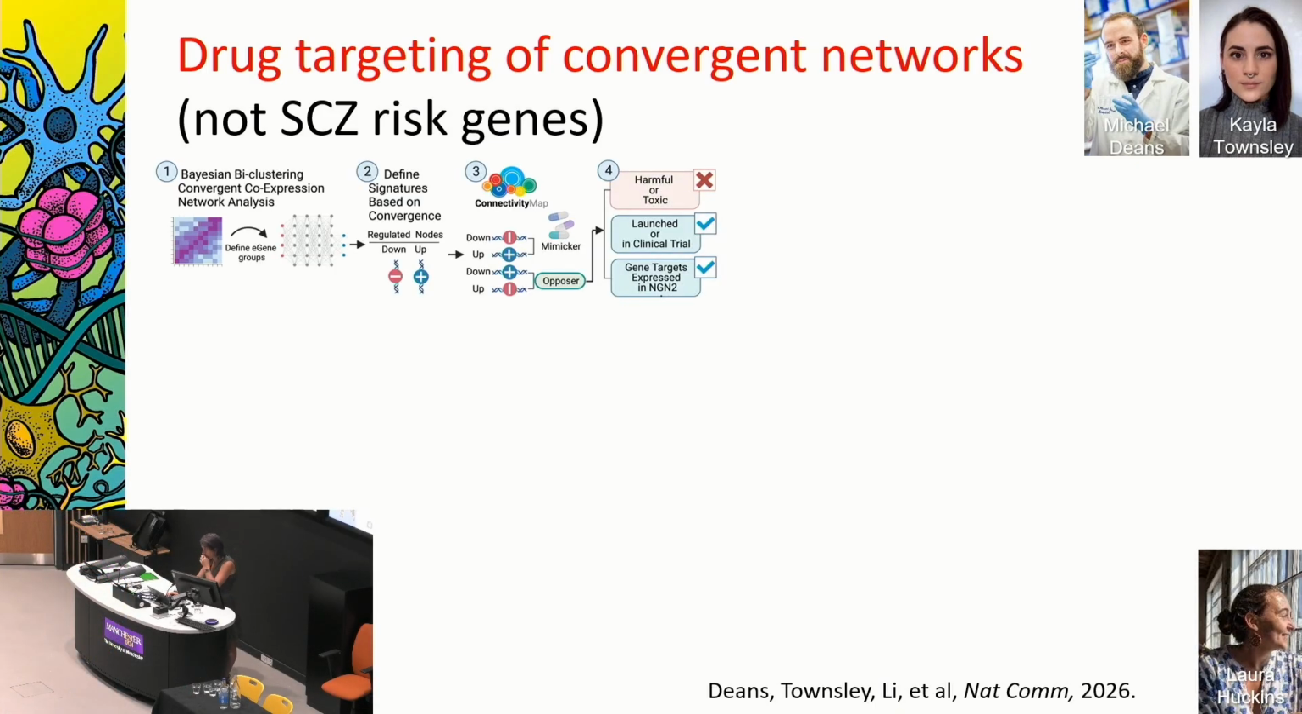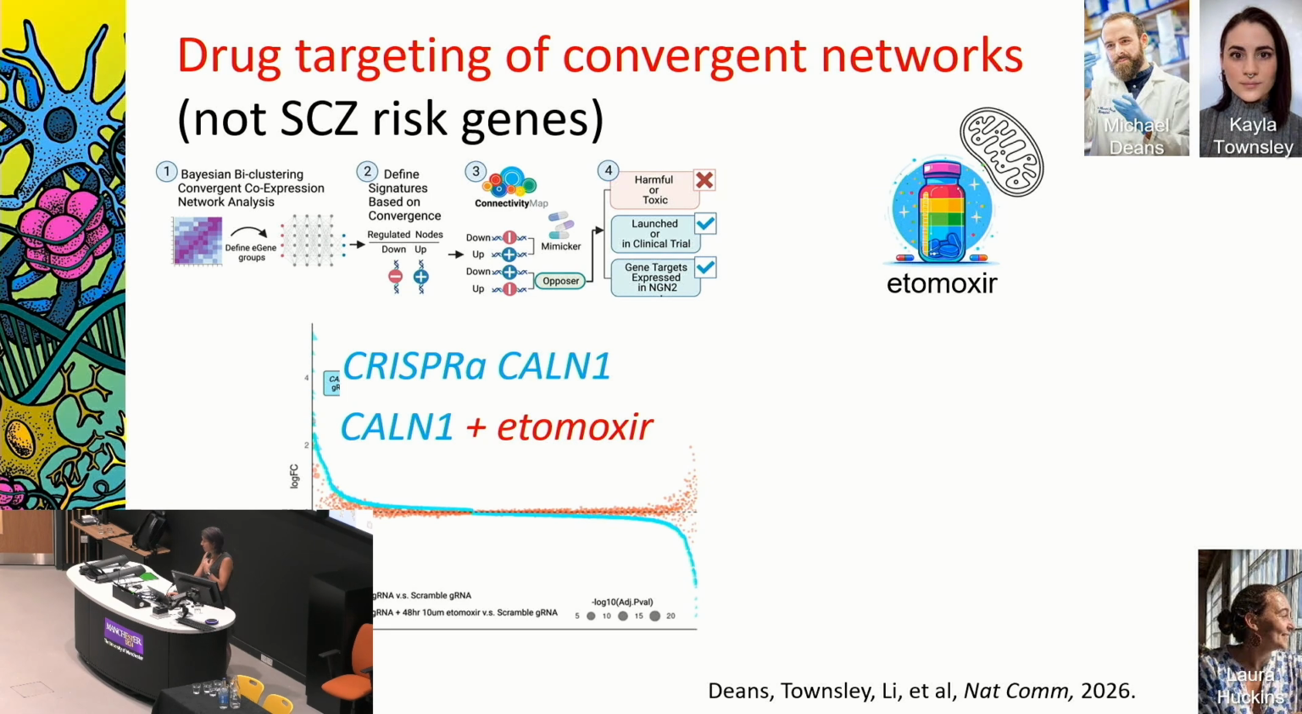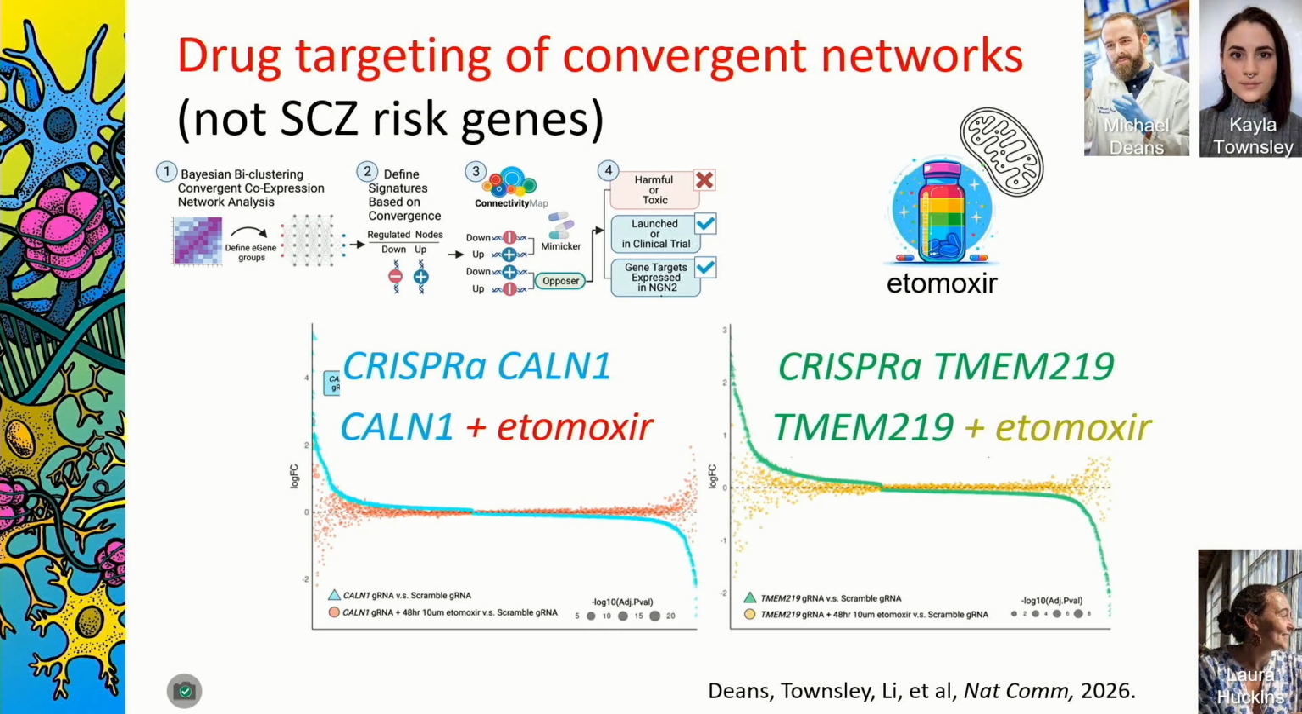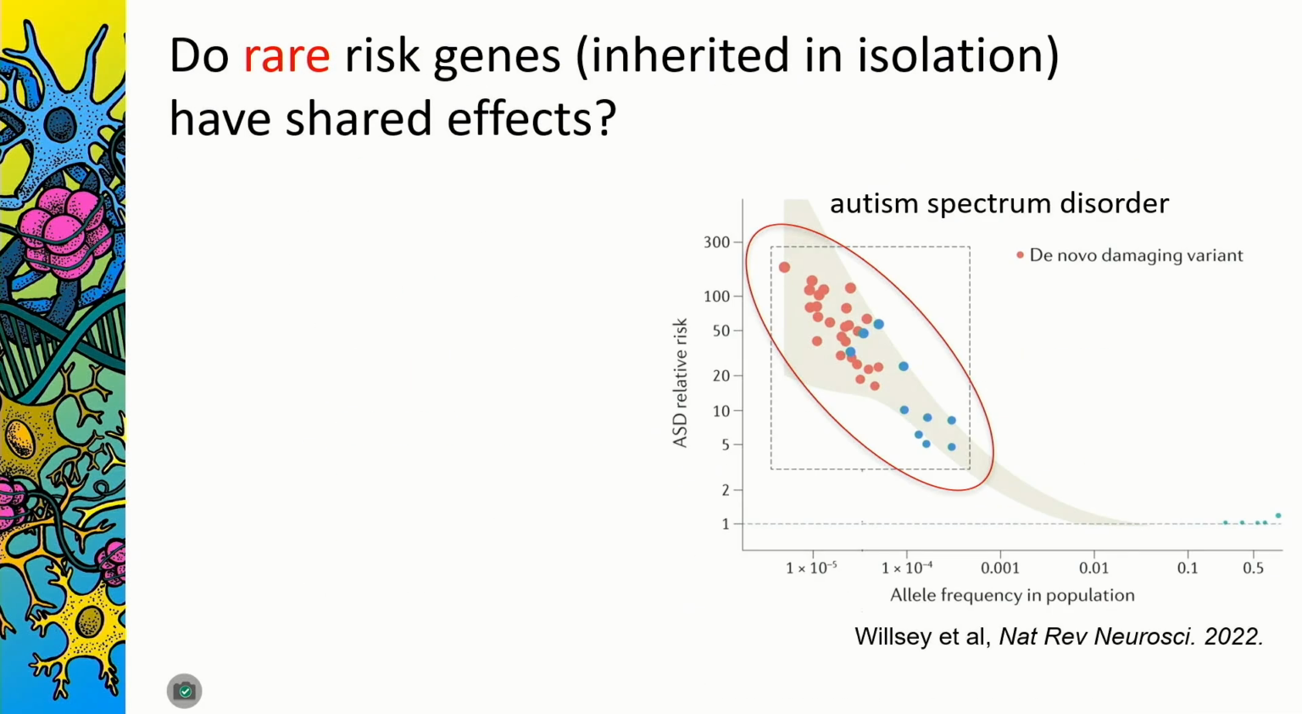And so this was done by using the LINCS data set, looking for drugs that reverse schizophrenia network signatures. One of our top hits was a mitochondrial modulator, idebenone. And here I'm showing the RNA-seq effects of CALN1 perturbation in blue and CALN1 with the drug, so a reversal of the perturbation direction. Same drug, different schizophrenia risk gene, perturbation of TMEM219 in green, and a reversal of the transcriptional signature in yellow. And so again, we're not targeting schizophrenia risk genes, we're targeting convergent downstream effects.